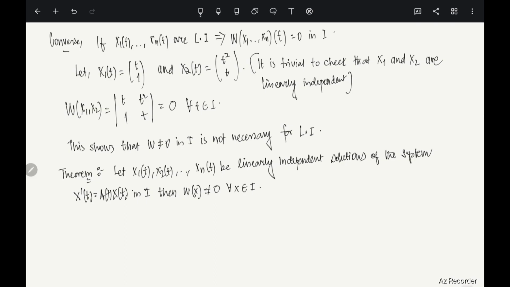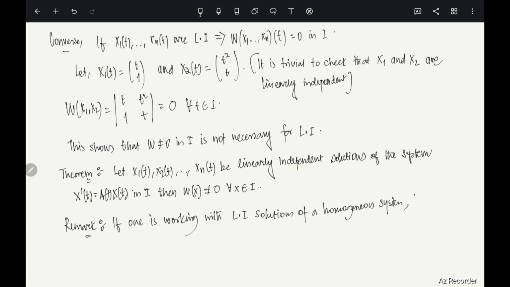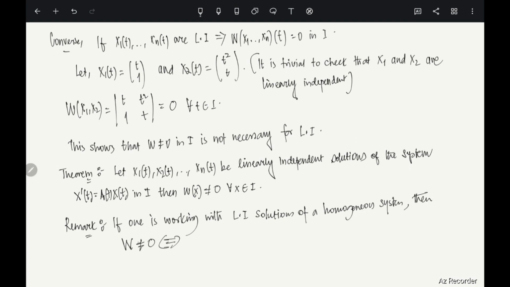So as a remark, if one is working with linearly independent solutions of a homogeneous system, then what can you say? A non-zero Wronskian implies that x1, ..., xn are linearly independent, and vice versa. Wronskian non-zero means they are linearly independent. If x1, x2, ..., xn are linearly independent, it means the Wronskian is non-zero. So both sides are true. Let's look at how to prove something like this.